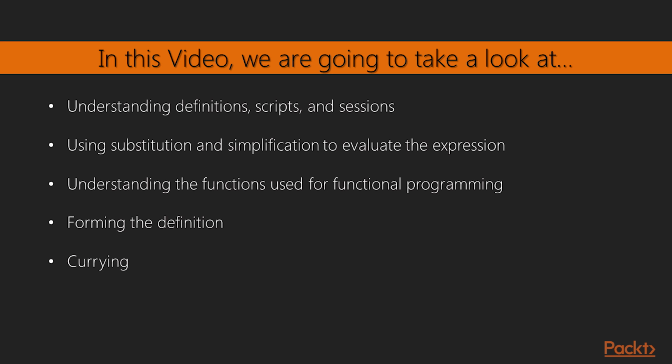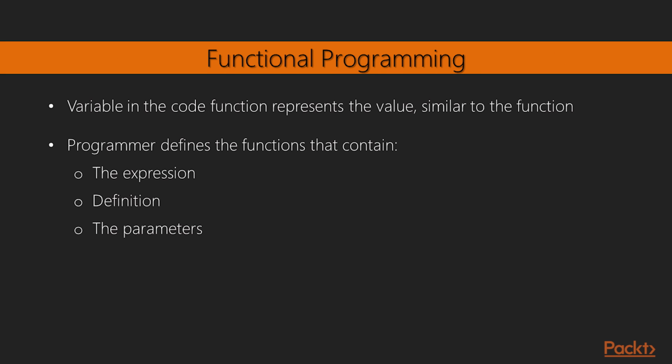In this video, we're going to take a look at understanding definitions, scripts, and sessions, using substitution and simplification to evaluate the expression, understanding the functions used for functional programming, forming the definition, and currying. In functional programming, we write functions without side effects the way we write in mathematics. The variable in the code function represents the value of the function parameter, and it is similar to the mathematical function. The idea is that a programmer defines the functions that contain the expression, definition, and the parameters that can be expressed by a variable in order to solve problems.